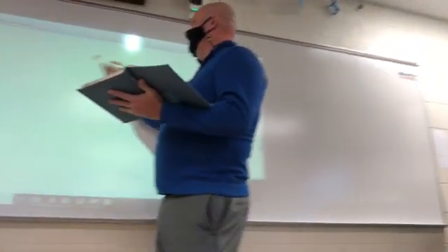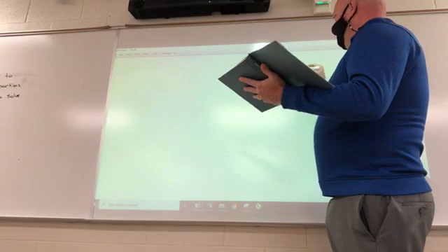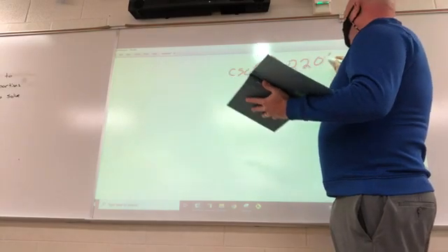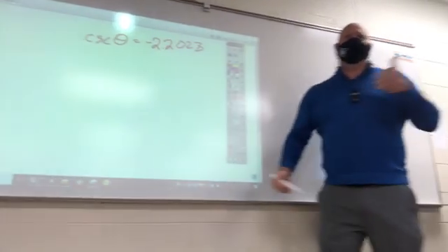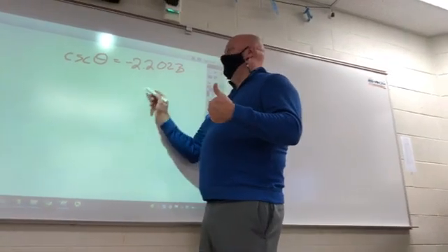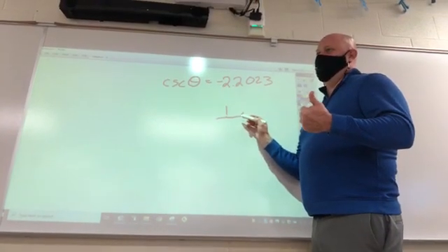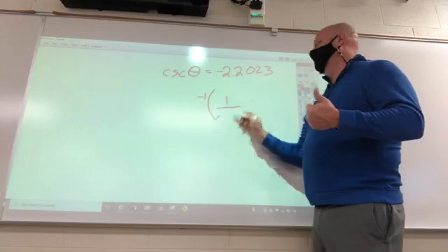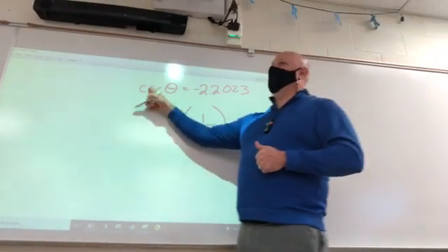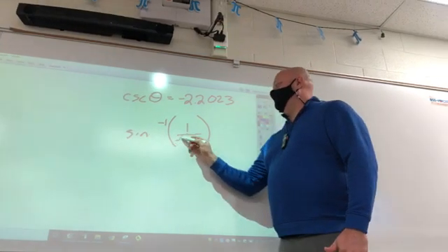And then, how do you do 16, where it says cosecant of what is equal to negative 2.2023? This is a reciprocal function, so I must take a reciprocal. Is this an inverse? Yes, which means the reciprocal goes on the inside. We have to do an inverse sine of that.